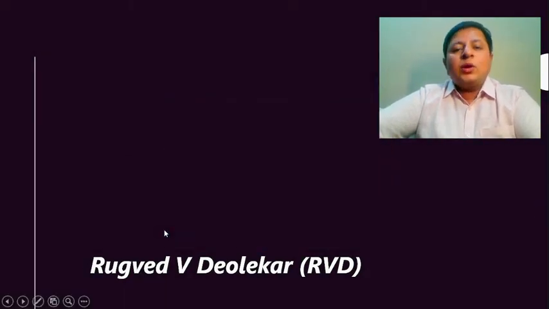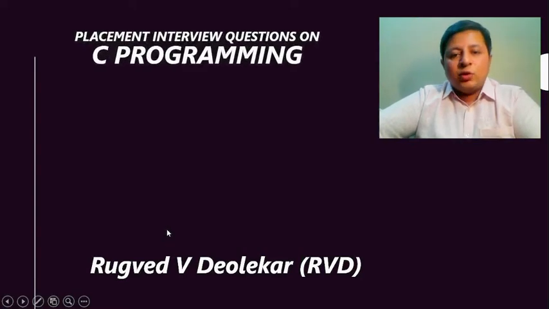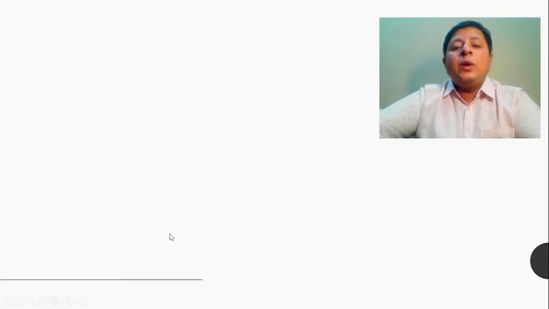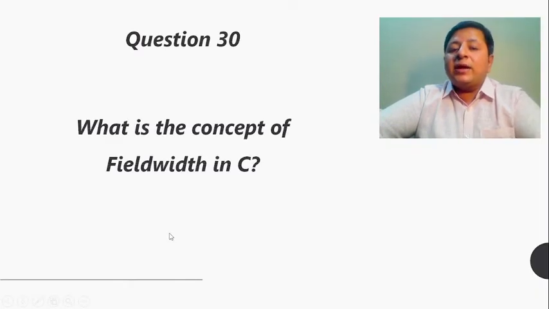In this, we'll go ahead with the next video of my playlist, Placement Interview Questions on C Programming. We have rightly completed the basic fundamentals of input-output. Now we are only left with fill width, precision and flags, and that is what we will be looking at step by step. In this video, we'll be looking at fill width provided by C programming. So the question is, what is the concept of fill width in C?